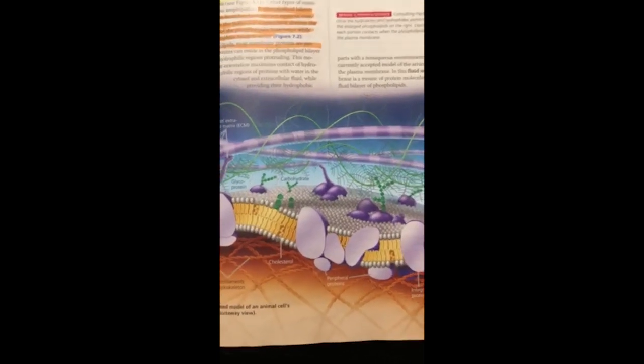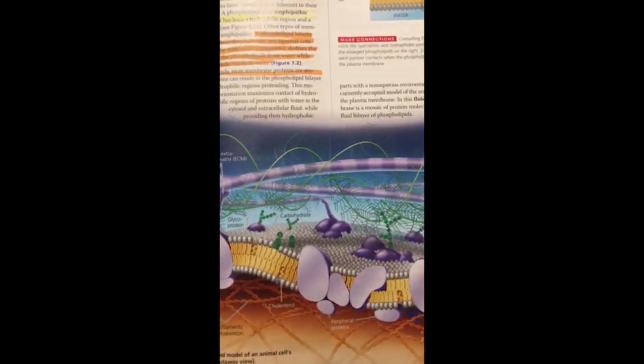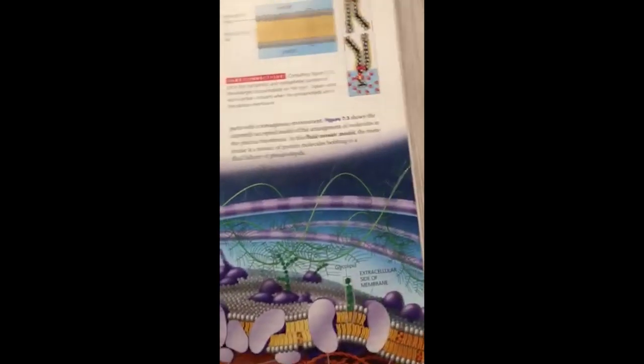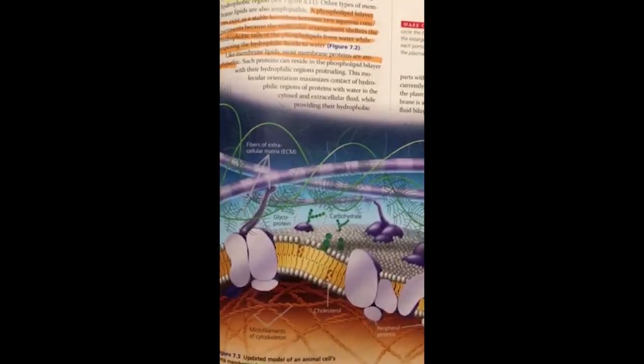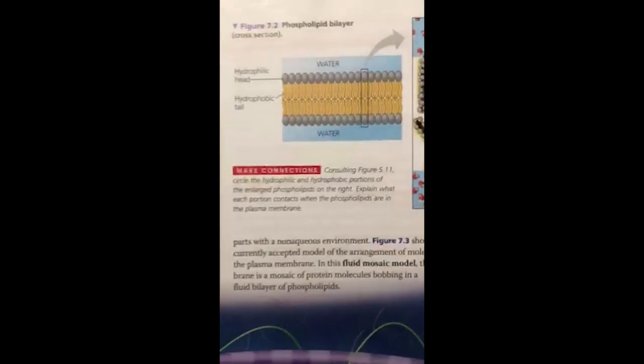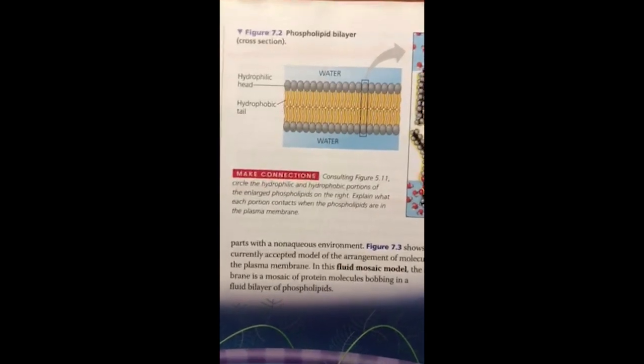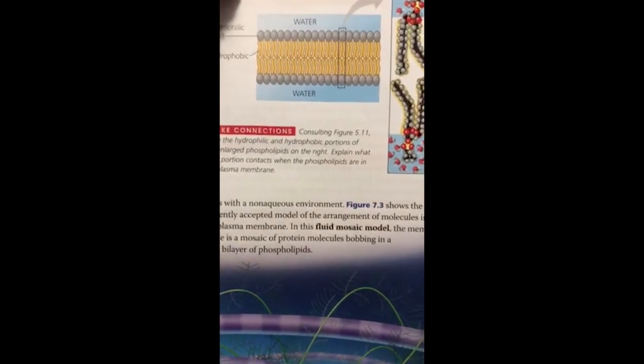All right, so I'm going to be talking about the cell membrane and its structure. The cell membrane structure is held together by phospholipids. This forms what we call the phospholipid bilayer. As we see here, the structure of the phospholipids are the head and the tails. The tails are connected and the heads are facing the water.